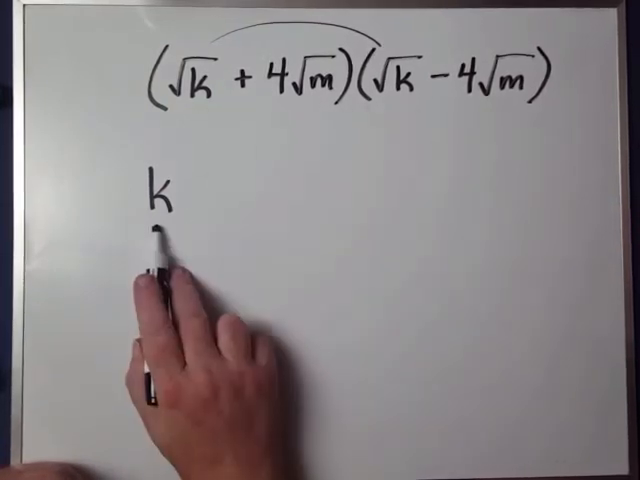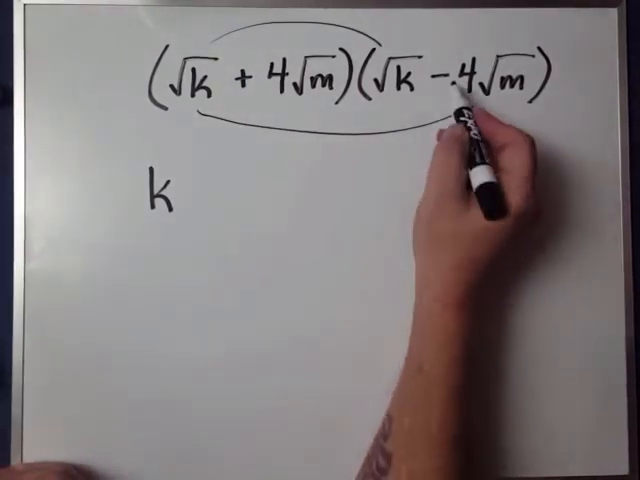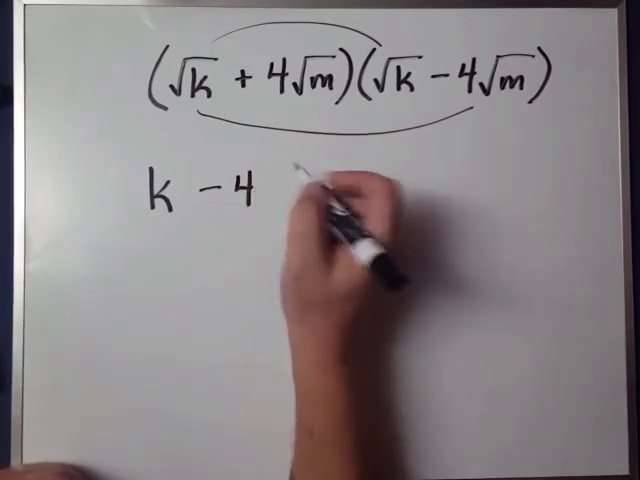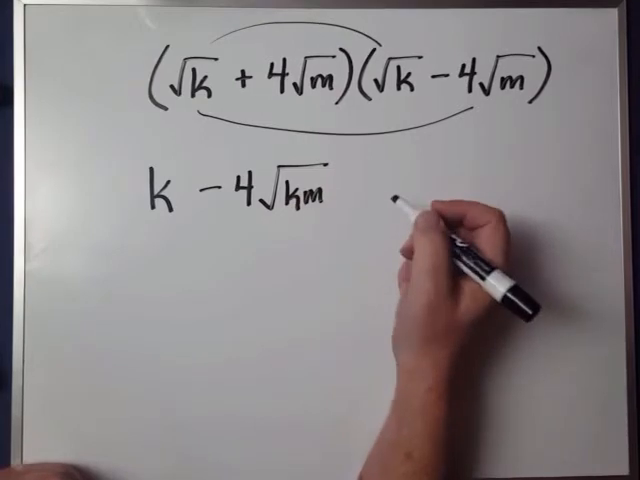Square root of k times itself is just k. Now the outside, it's going to be minus. The 4 is an outsider. The k and the m are both insiders. So minus 4 square roots of km.